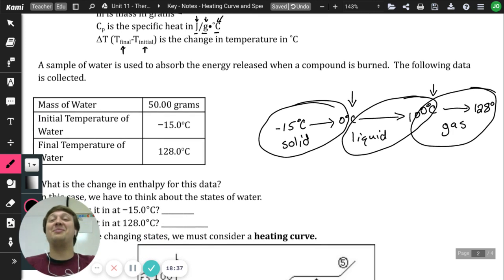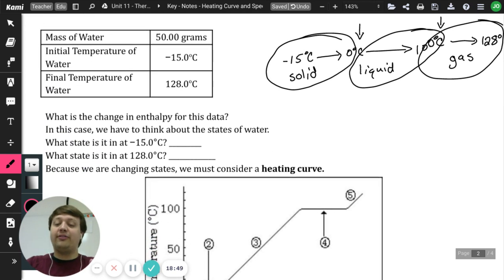All right. And so I'm going to go through all of that. I'm going to show y'all how to do that. But with specific heat, really it's just coming down to Q equals MC delta T and seeing what's actually going on with these equations. All right. So what state of matter is water at negative 15 degrees? Well, it is a solid. And at 128 degrees, it is a gas. And so we know that we've undergone two different phase changes, first from solid to liquid, and then from liquid to gas.